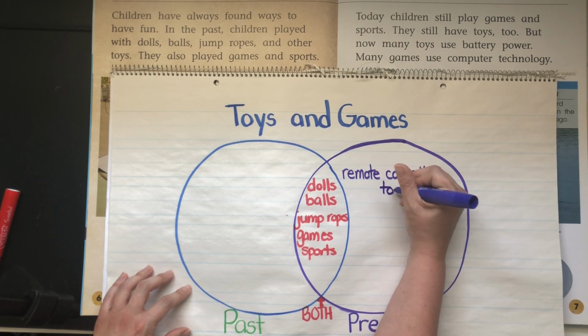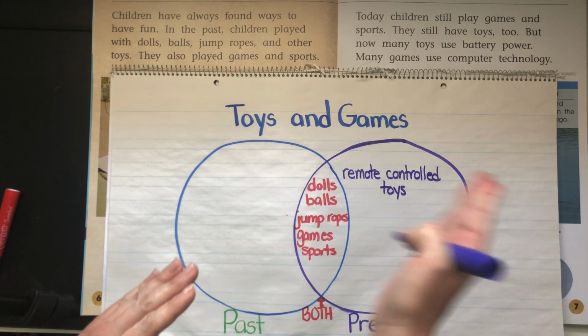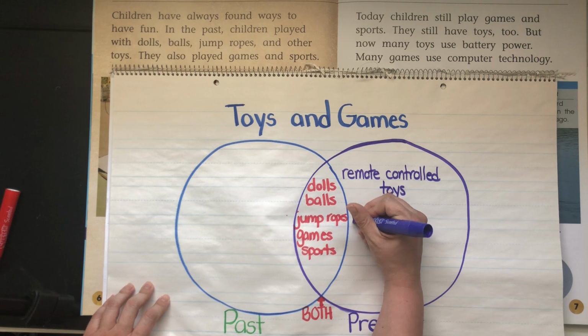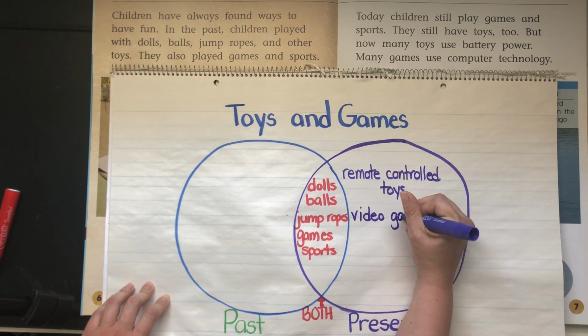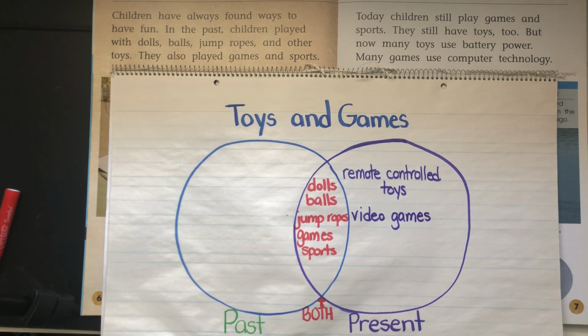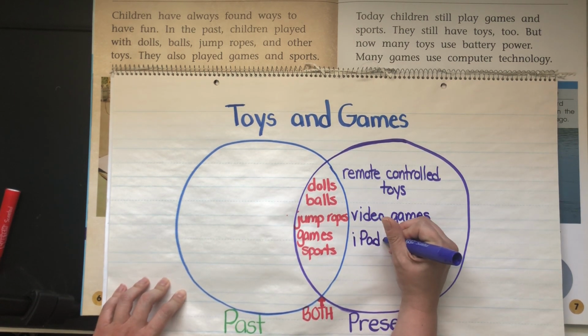Okay, so some of you have remote controlled toys, like where you hold onto a remote and you can push buttons and show it where to move. They did not have that in the past. What else do you have? Oh my gosh, you're right. You tell me about that all the time. A lot of you play video games. Like some of you have Xbox or Nintendo and things like that, video games. Yeah, you have iPads. They didn't have iPads in the past.